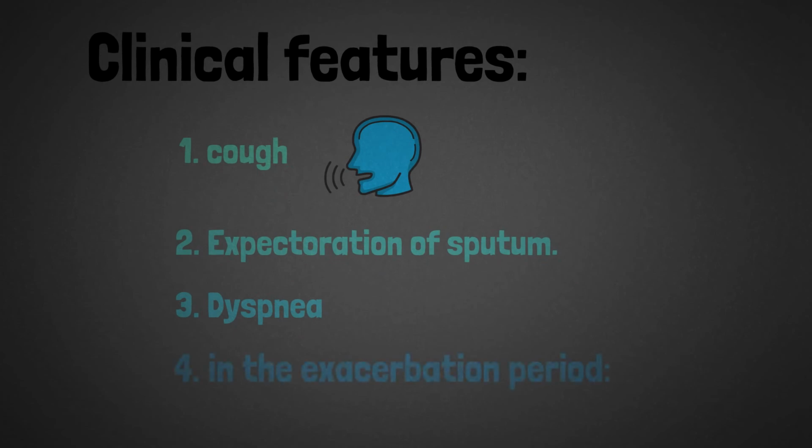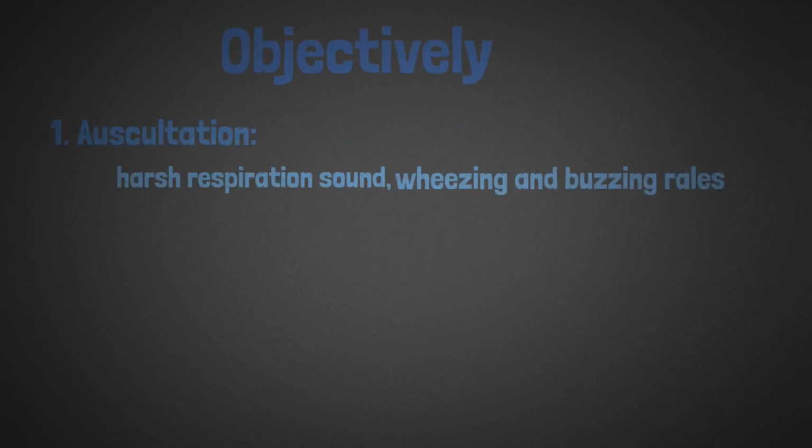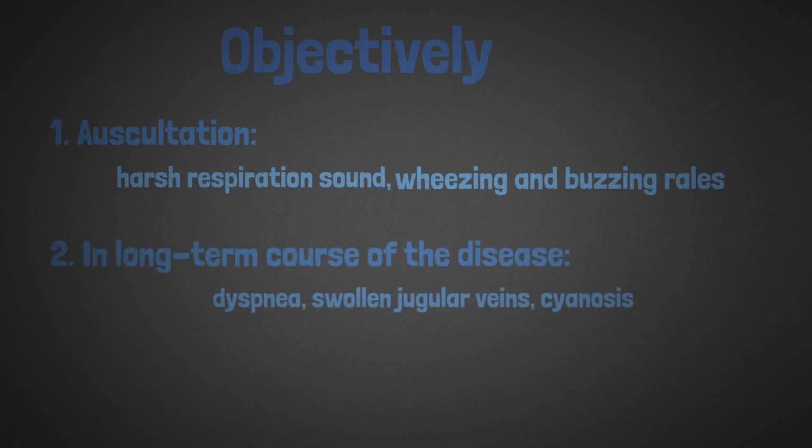In the exacerbation period, the following symptoms are noticed: high body temperature, sweating, general weakness, and decreased ability to do work. Objectively, on auscultation, harsh respiration sound with wheezing and buzzing rales. In long-term course of the disease, dyspnea, swollen jugular veins, and cyanosis are noticed.